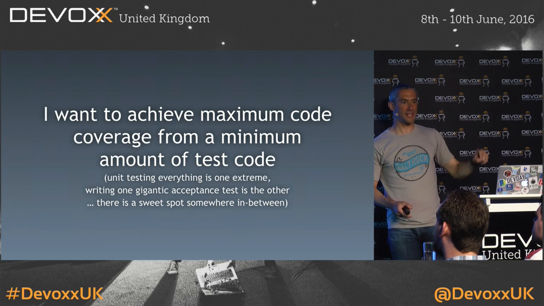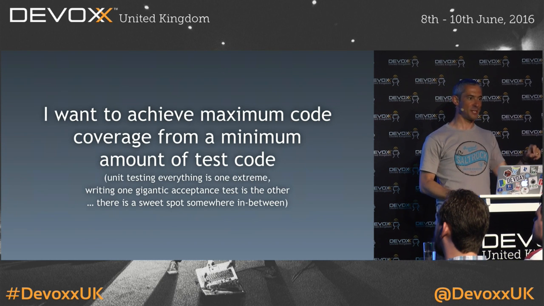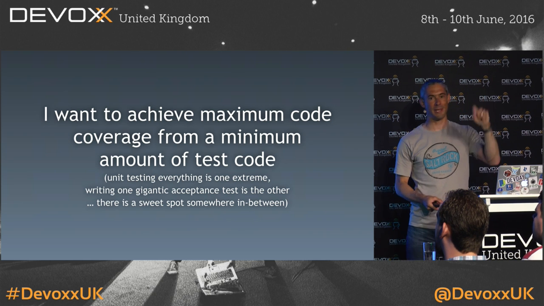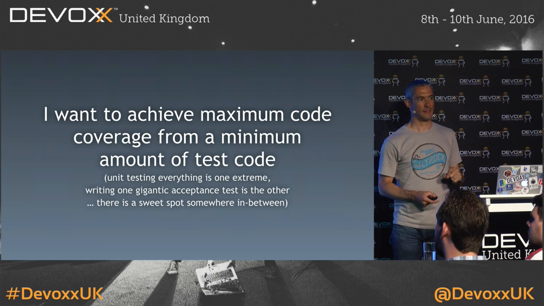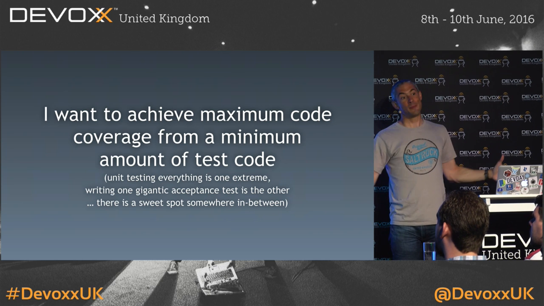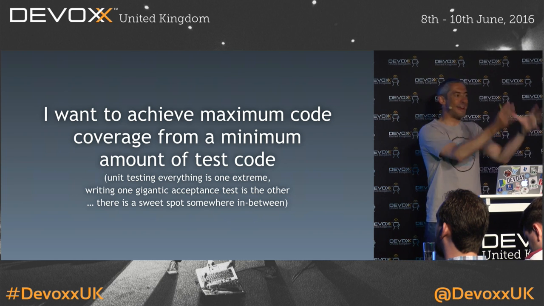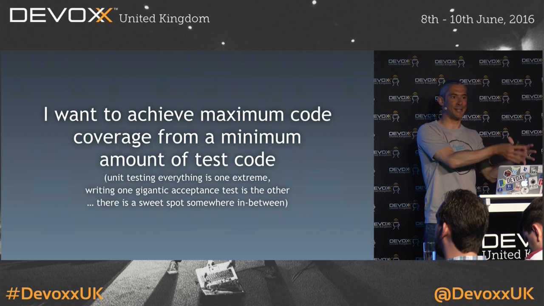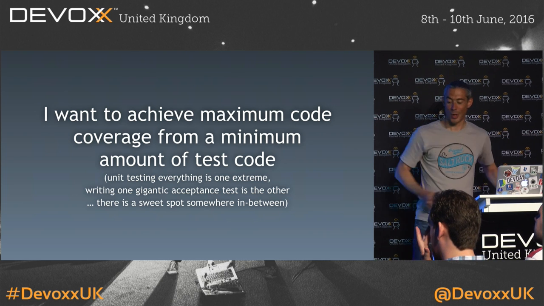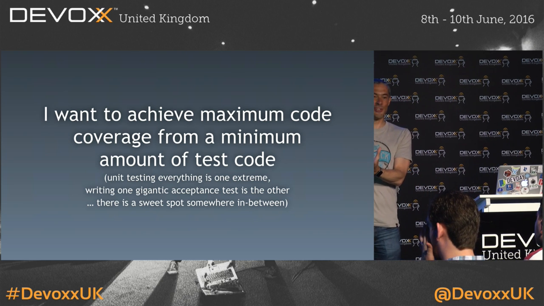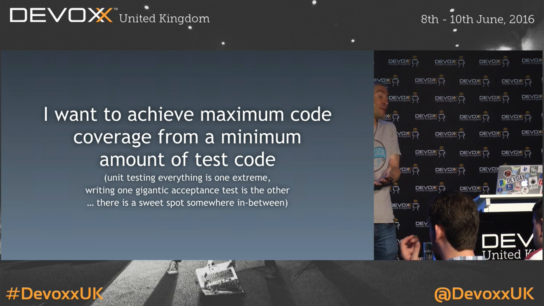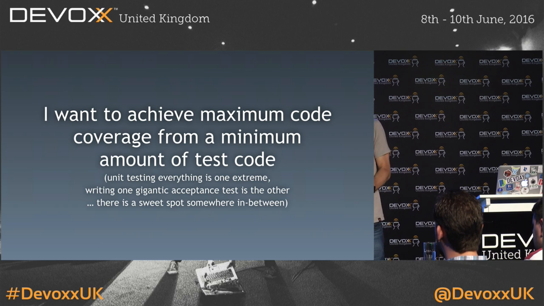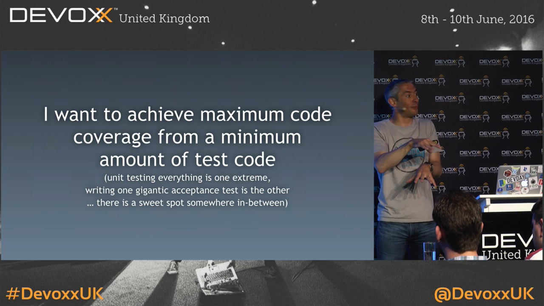I want to achieve the maximum amount of code coverage from a test perspective by writing the minimal amount of code I can possibly get away with. Now, obviously, there are extremes here. So unit testing everything in isolation is one extreme, and that's what I see lots of teams doing. On the other hand, writing one gigantic acceptance test that tests your entire system through Selenium, that will get you a lot of coverage very quickly. It's not a particularly good idea. Right, and there's a sweet spot somewhere in the middle.